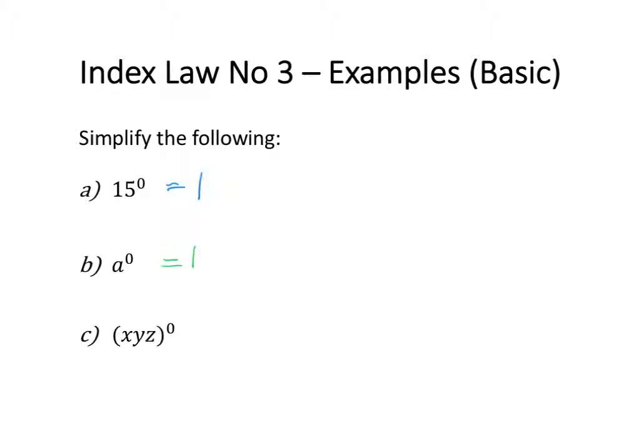In the third example, it is xyz to the power of 0. Now remember, anything to the power of 0 is going to equal 1, and the index applies to what is immediately before the index in the question. Now because in this example, xyz is in brackets, the power is going to apply to everything inside the brackets. So xyz in brackets to the power of 0 is going to equal 1.